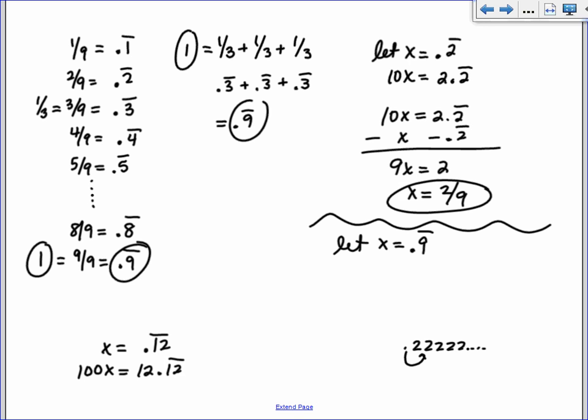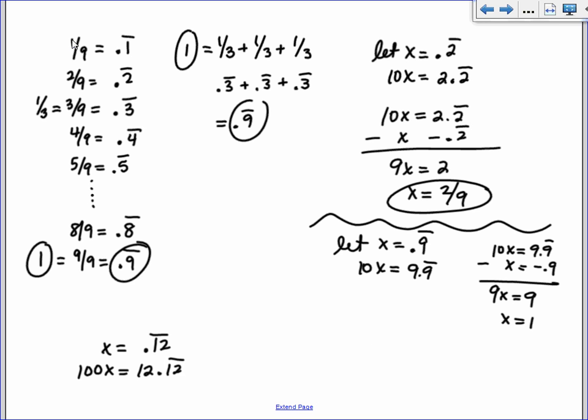So let's do the same thing, but let's say let x equal 0.9 repeating. If x is equal to 0.9 repeating, then 10x is equal to 9.9 repeating. So when I subtract, if I have 10x equals 9.9 repeating, and I subtract an x, then I get 9x equals just 9. So x is equal to 1.